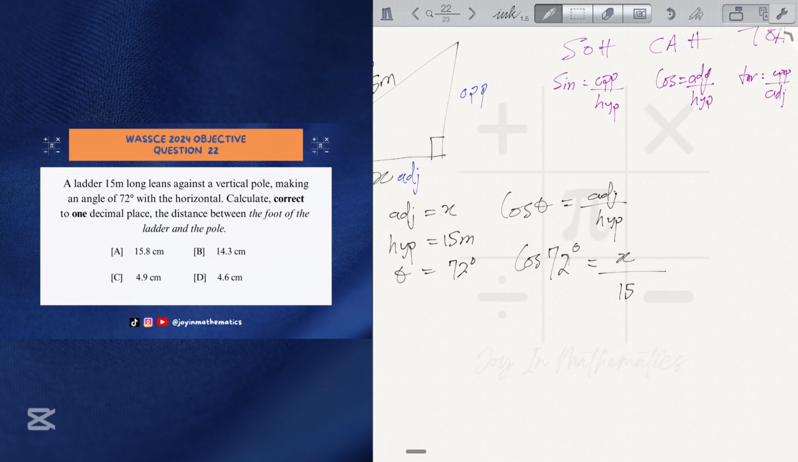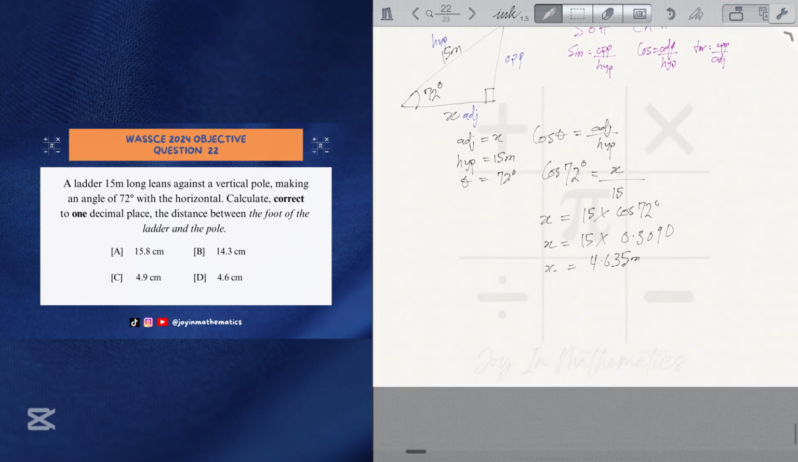Therefore, what we are going to do now is to make our angle. So making x the subject with the formula, x is equal to 15 multiplied by cos 72 degrees. Cos 72 degrees, according to our calculator, is going to give us 0.3090. Then if we multiply this by 15, we'll have the result to be 4.635 meters.